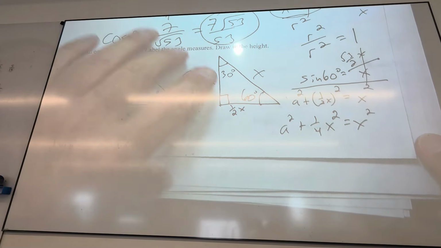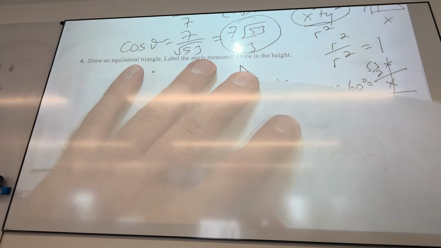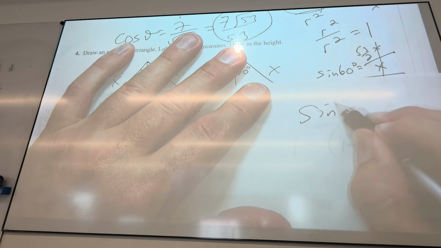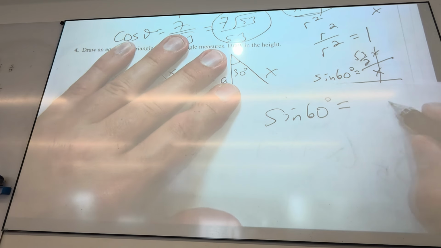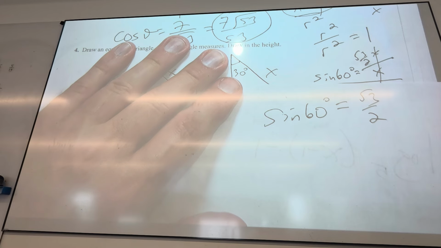So sine of 60, it's kind of big, but kind of burying the story here. Sine of 60 degrees is the square root of 3 divided by 2. It just is.